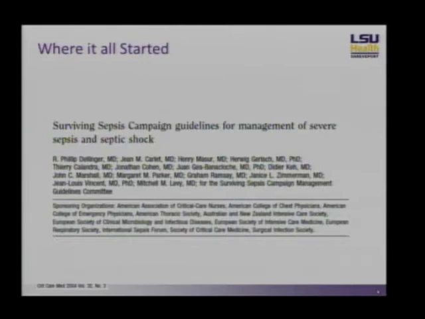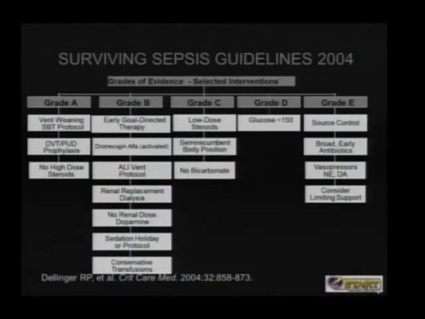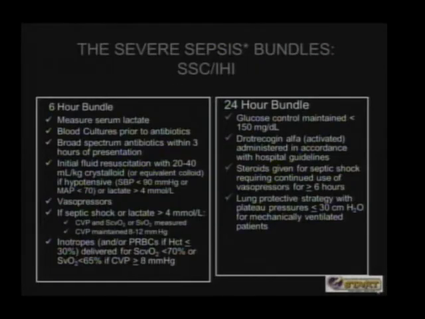So in 2004, the Surviving Sepsis Campaign met for their first meeting and was published in Critical Care Medicine. And what they did was, of course, they pulled all the evidence-based medicine, put it all together, looked at the grade of evidence, and then made their recommendations. And from there, we got this graded from A to E on what they thought was the best way to treat the severe sepsis patient. They took all that information and they made the infamous bundles that we all know and love so well.